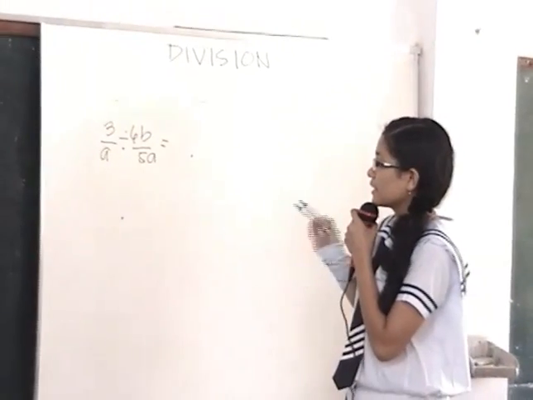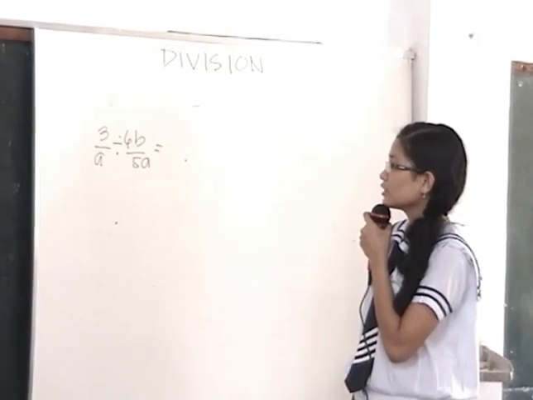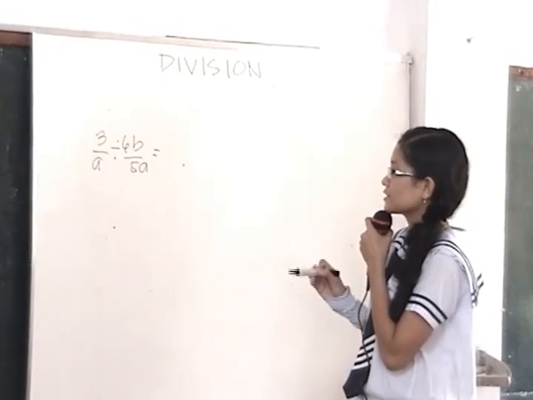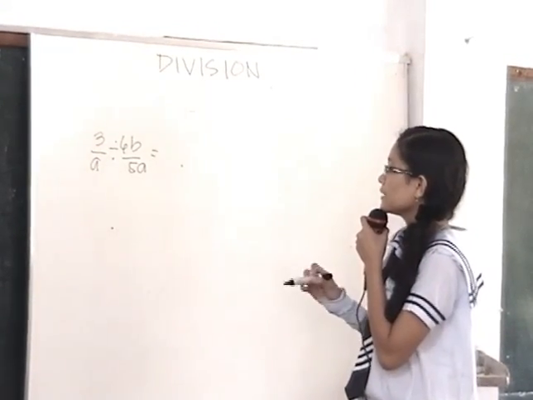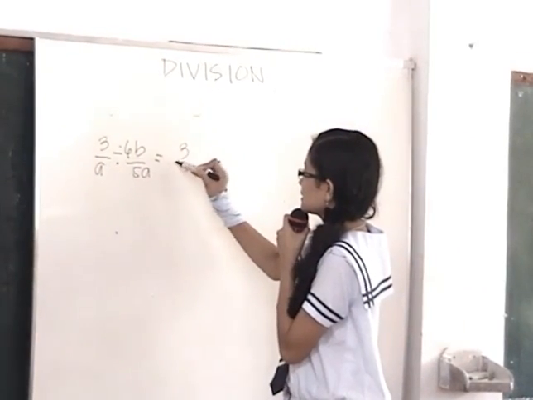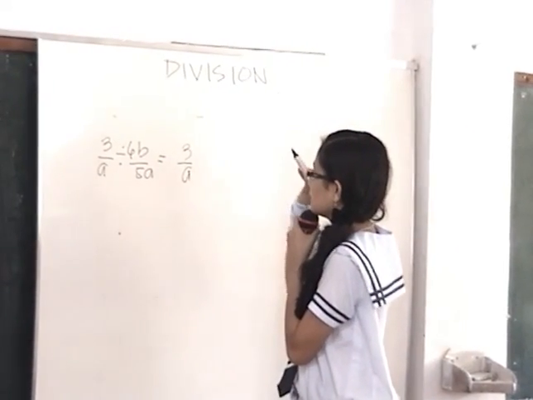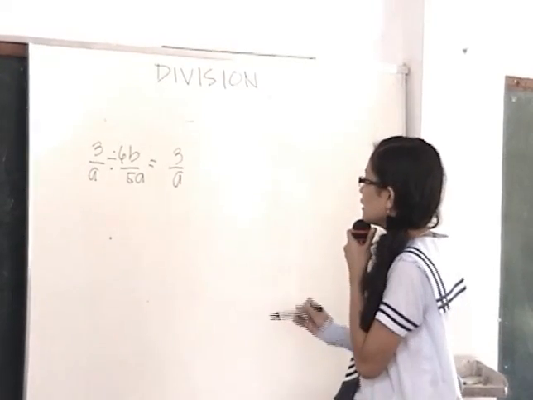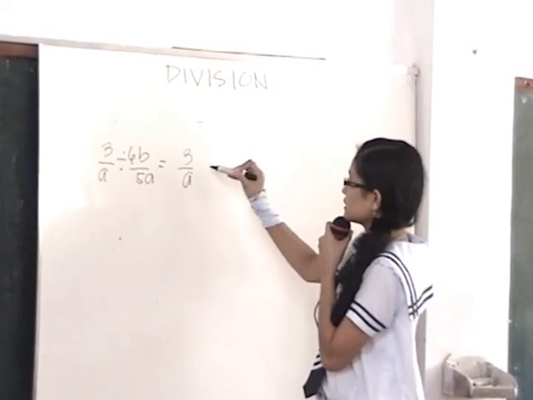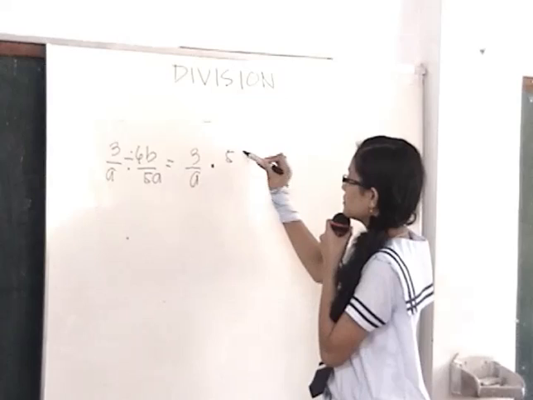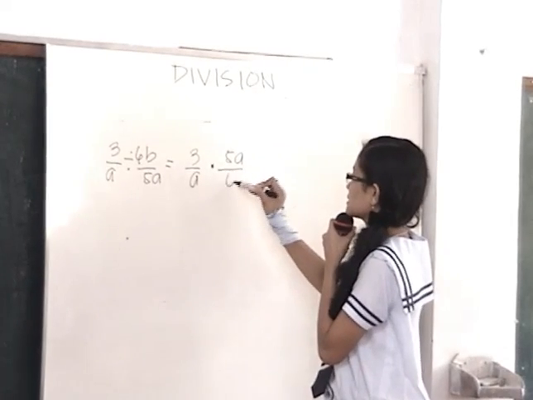Okay, so for another example, let us take Miss Asis for example number 1. To divide expressions, we need to apply the rule for division of rational expressions. First, multiply the first expression, which is 3 over a, by the reciprocal of the second expression, which is 5a over 6.